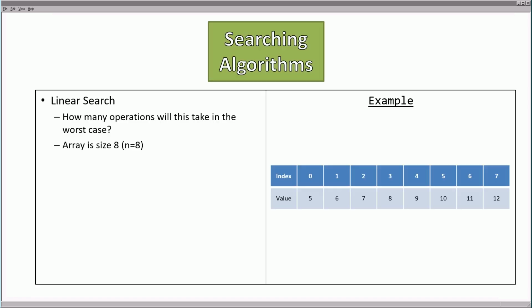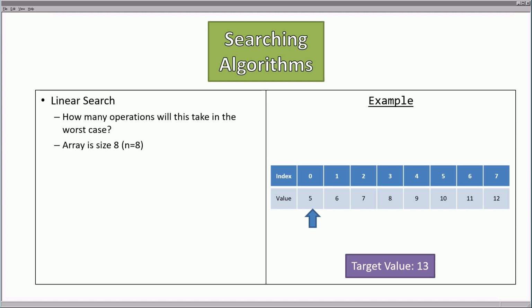Now, for argument's sake, let's go ahead and take a look at the two algorithms that we have previously described. First one is linear search. So basically, if we have this array of size 8, our worst case is trying to find something that doesn't exist inside this array. So let's pick the value 13, which we can see is not in this array.